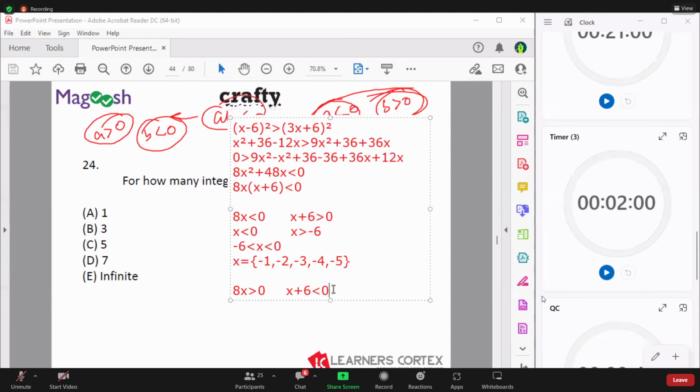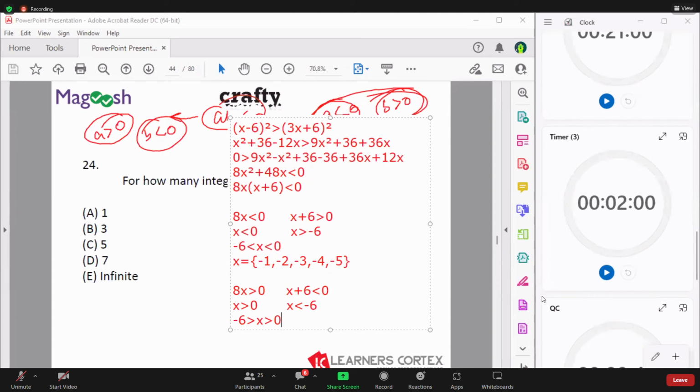Now if 8x is greater than 0, then x shall be greater than 0 and x shall be less than minus 6. So if you put this in an inequality phrase, since x is less than minus 6, this would be there, and since x is greater than 0, this would be there. Okay, so there are two possibilities. x can be less than minus 6 or x can be greater than 0.